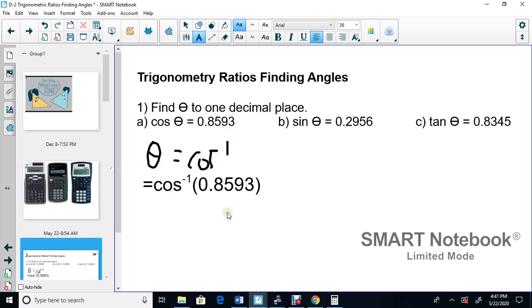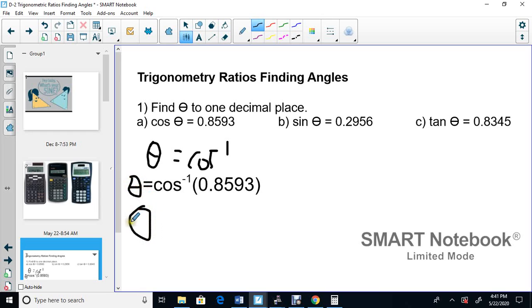Now you do not have to write it. You can skip right to the answer, and I'll show you how to do that. So it's theta equals this. And you can go right to this answer here. What that -1 means is it's like the opposite. So if you have cosine of theta equals this, theta equals that.